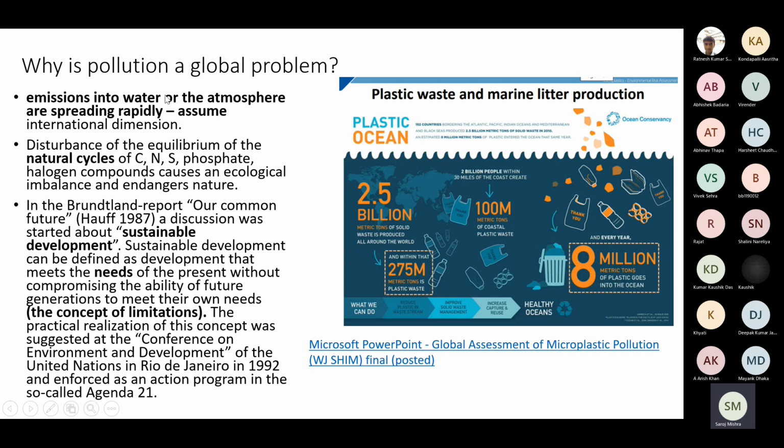Many of these pollutants, including plastics, which I'm going to give you as an example, are emitted into water or the atmosphere, and as a result they also spread very rapidly. That is the reason why it assumes an international dimension. Now, for instance, look at plastic wastes and marine litter production. All over the globe, two thirds of it is really water.